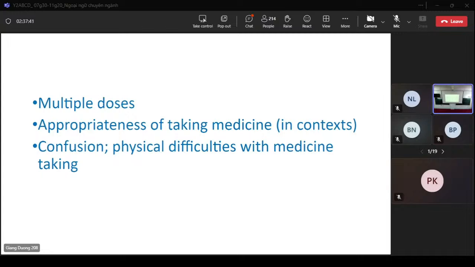Confusion. Physical difficulties with medicine taking.